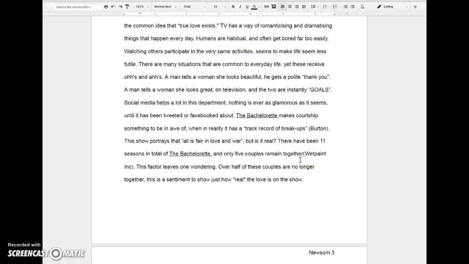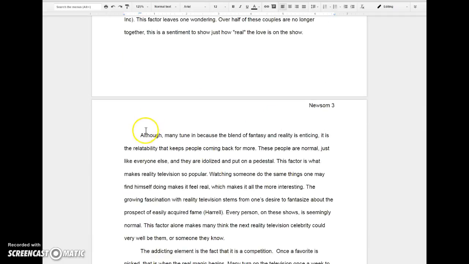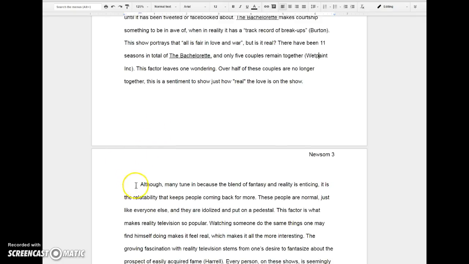And I think it's a fairly well supported point as well, since you can see that there are two different citations in this paragraph. What I really wouldn't mind talking about a little bit here is the connective tissue. All right. "Over half these couples are no longer together, and it's just to show how real the love is."